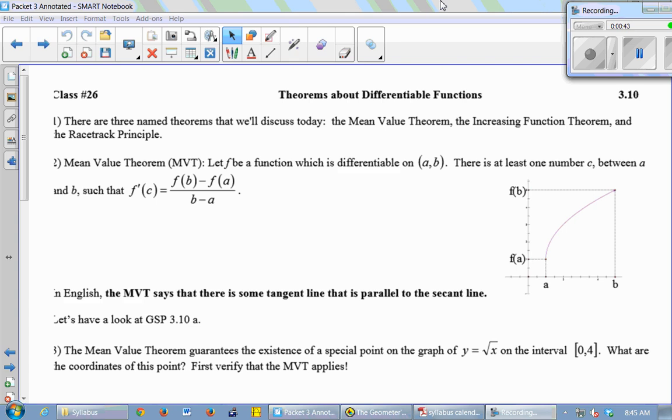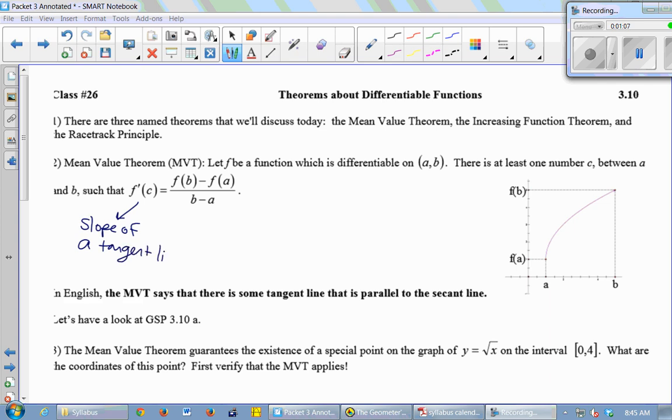So if we were to interpret this graphically, f prime of c, graphically, what is it? How could we draw that? What does it represent? A slope of a tangent line. Yeah. So this is the slope of a tangent line at some point c, right?